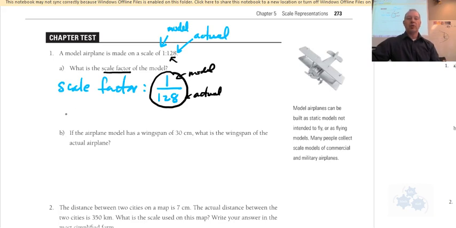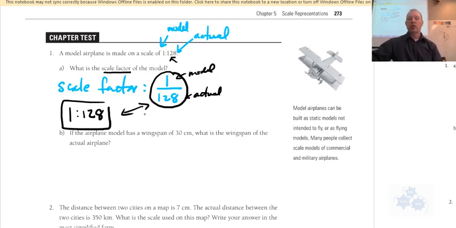Okay, you could also do this though. If you said the scale factor was 1 to 128, I've also accepted that as well. So either one of these are okay. Usually the scale factor though is written as a number, a fraction, a number over another number. Okay? Yes? Either one is okay. The scale factor is technically just this number right here.